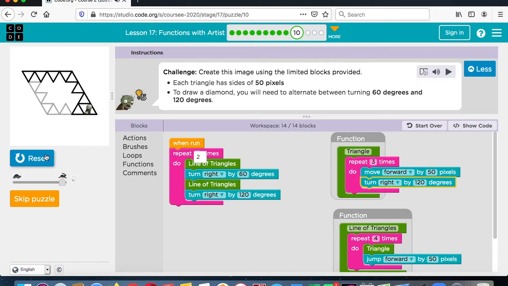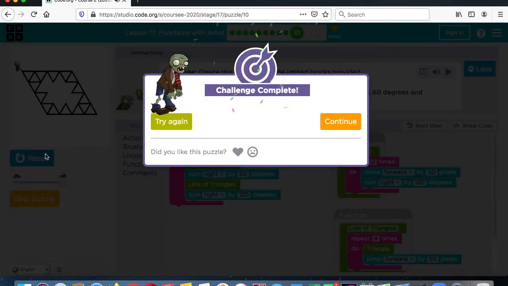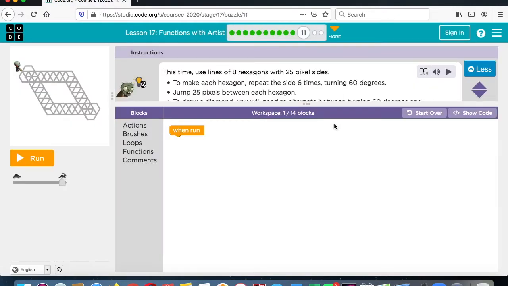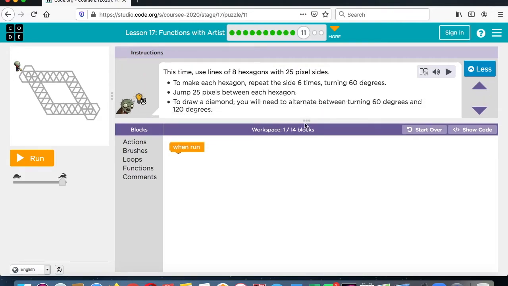So you see the function helps you. It helps you to make it simpler. You don't have to use the same blocks over and over again. Now this one, wow, this one really looks difficult, but we'll make it work. So let's take a look at some of these here.